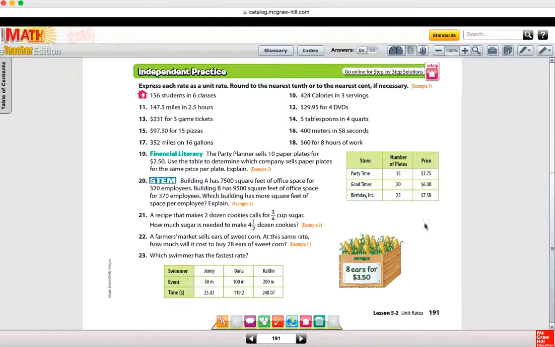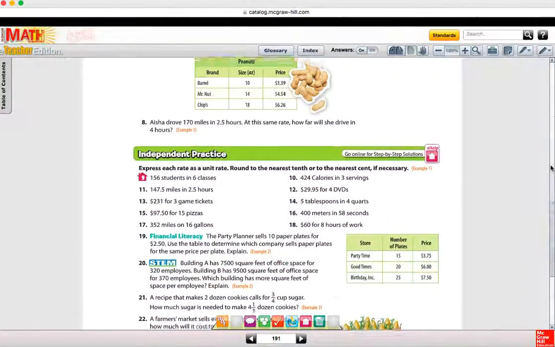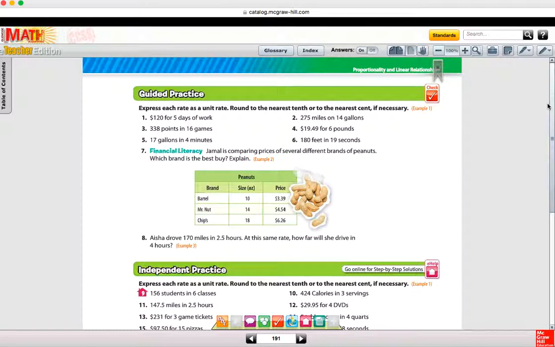All right. Next is your homework assignment. So there are no more guided practice problems there. Hopefully that was enough to get you started on lesson 5.2 on rates and unit rates.